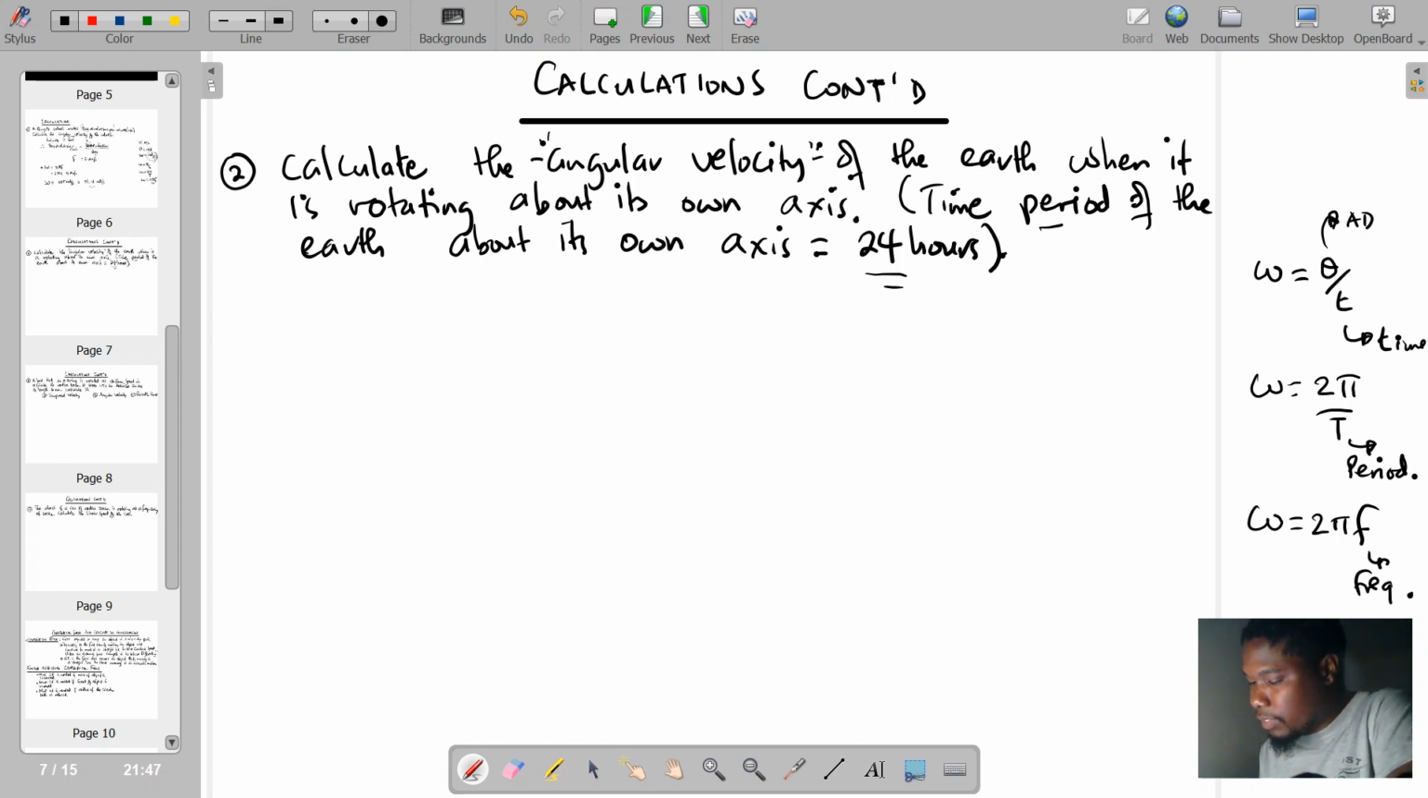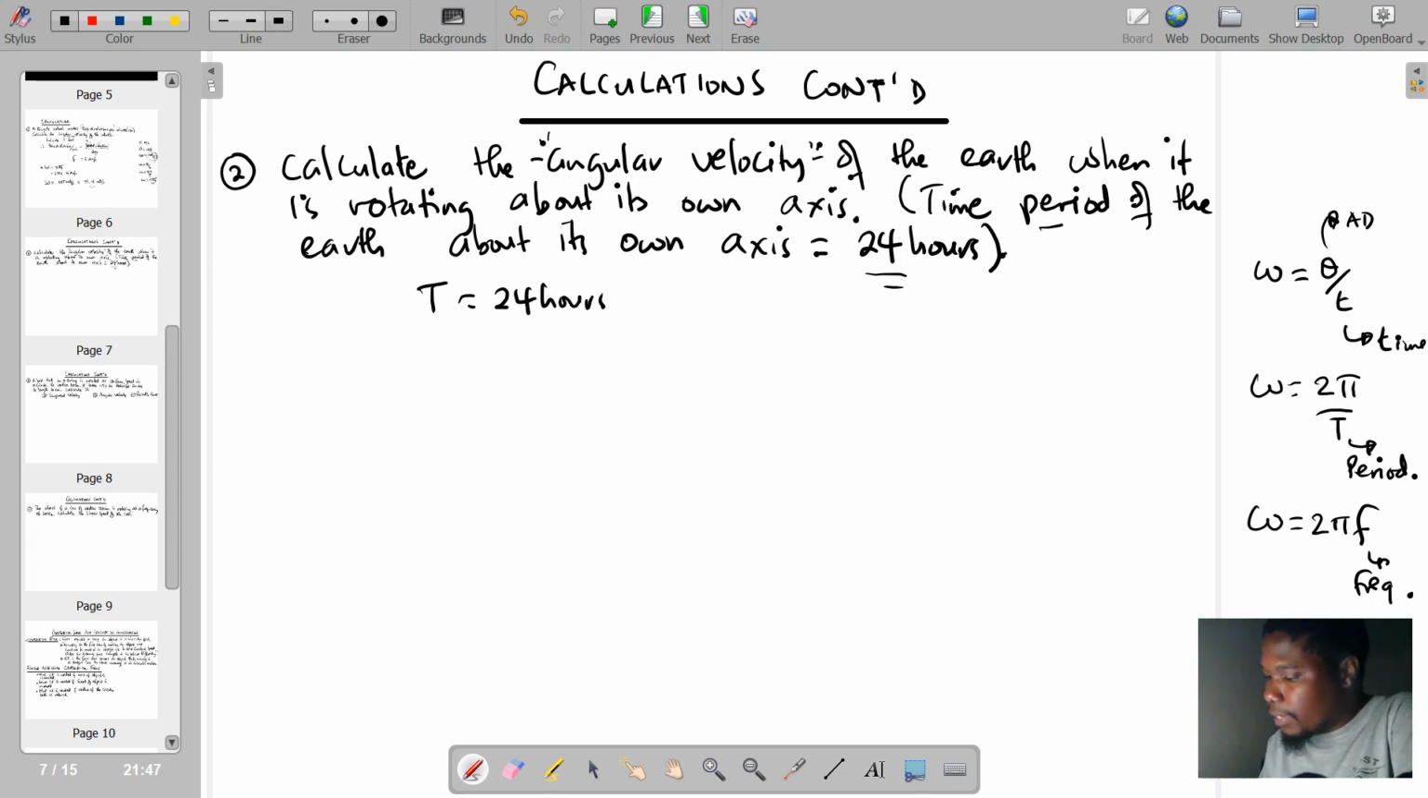And so we had these 3 formulas that we could employ in solving problems to do with angular velocity. Now, what we have here is a problem where we're given the time period of the Earth about its own axis. It says it takes 24 hours for the Earth to rotate about its own axis. So we know that our T is equal to 24 hours.